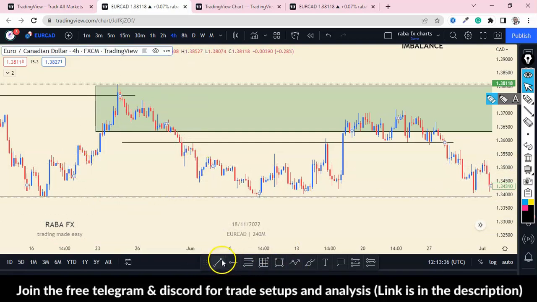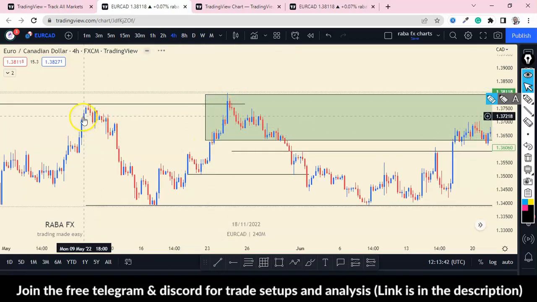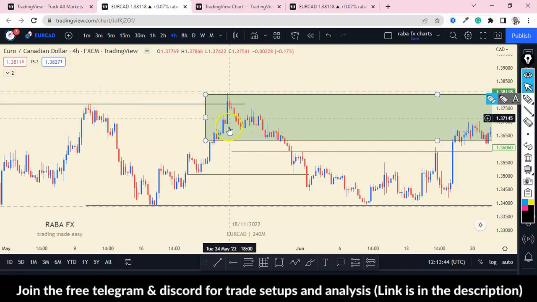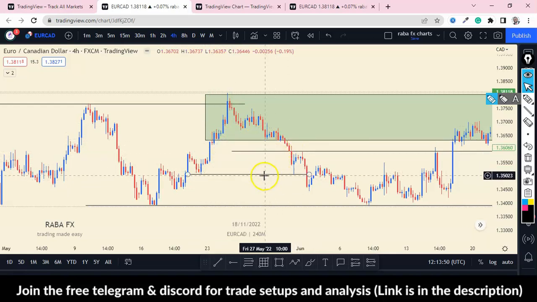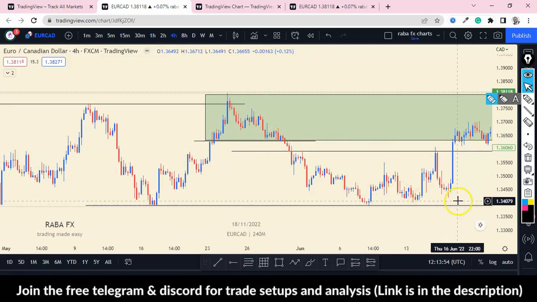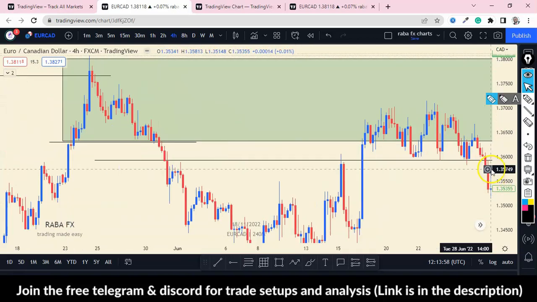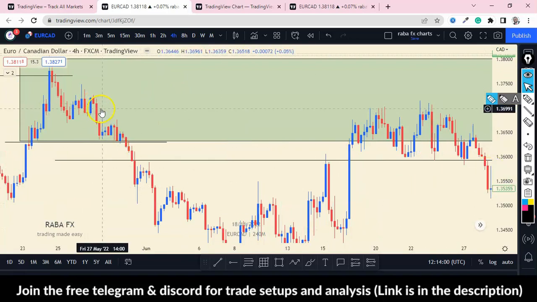It led to a manipulation of liquidity here. And it led to a break of structure as well. In fact, you can even look at this as break of structure, change in order flow. And also, was there any form of imbalance created? We have imbalance here, you can see.